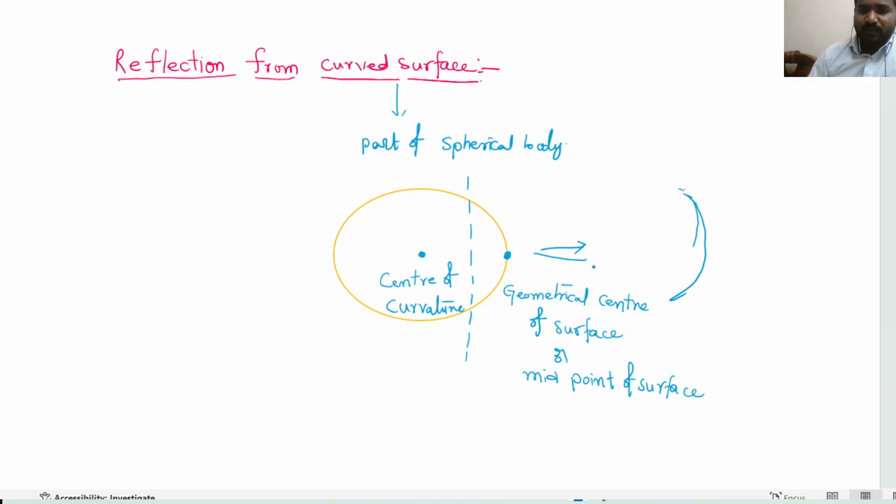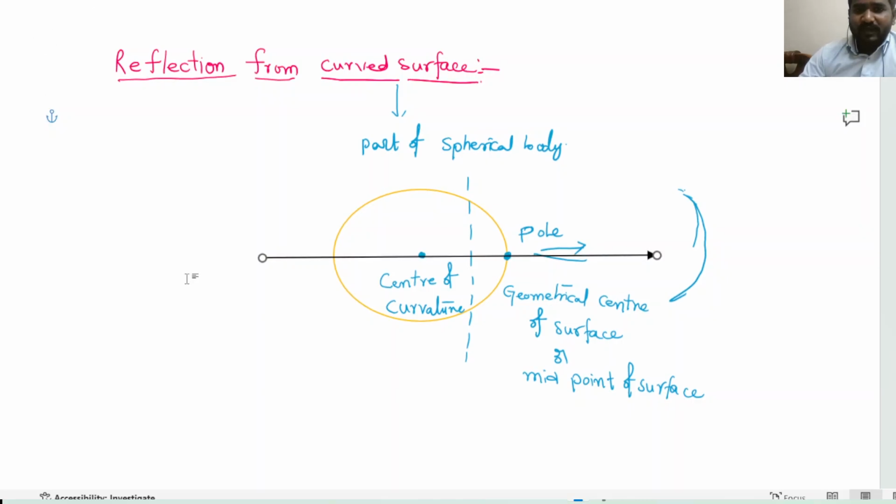So we need to take that as a pole. Now an axis that passes through the center of curvature and pole, you can take as the principal axis. Like this, if you take one axis, and this axis passes through the center of curvature and pole, then this axis we can take as the principal axis.